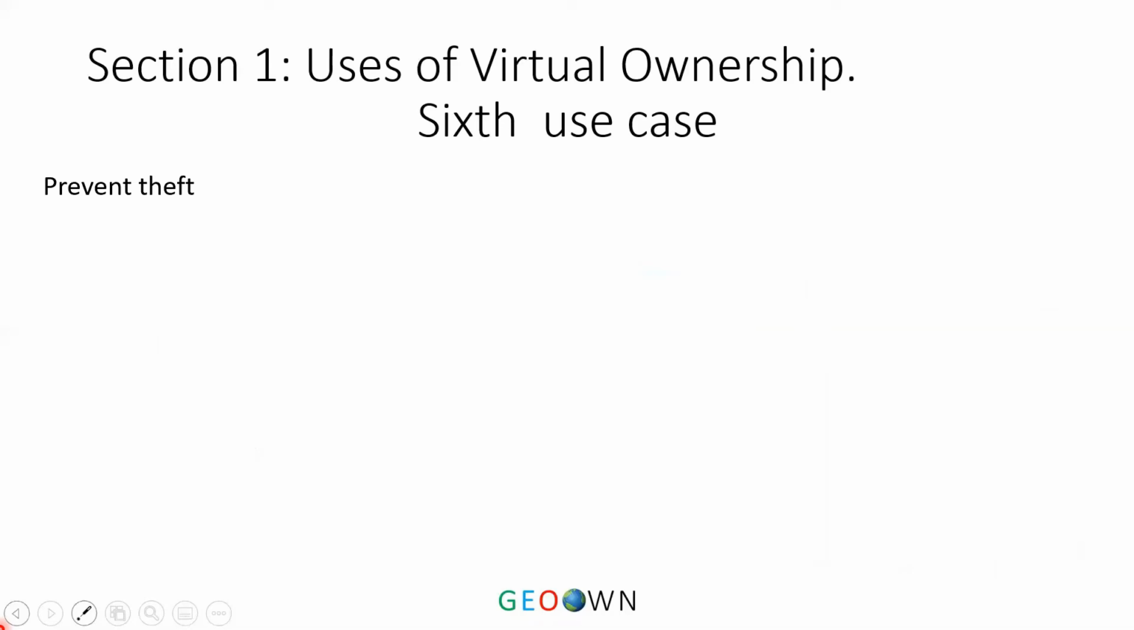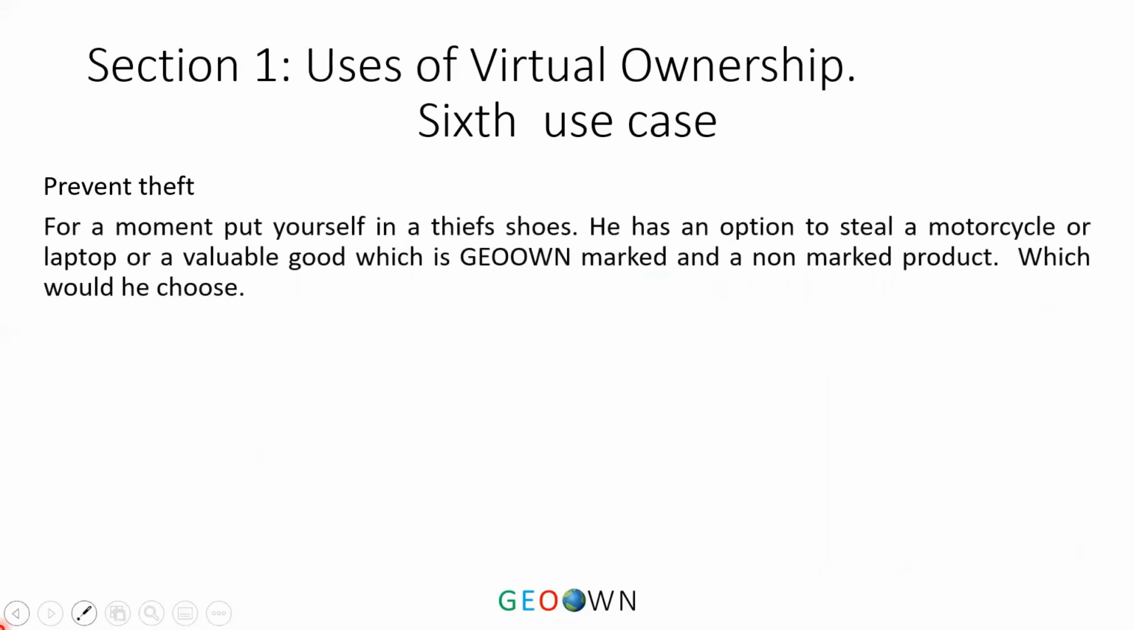For a moment, put yourself in the thief's shoes. He has an option to steal a motorcycle or laptop or a valuable good, which is Geon marked and has virtual ownership, and a non-marked product. Which one do you think he would choose?